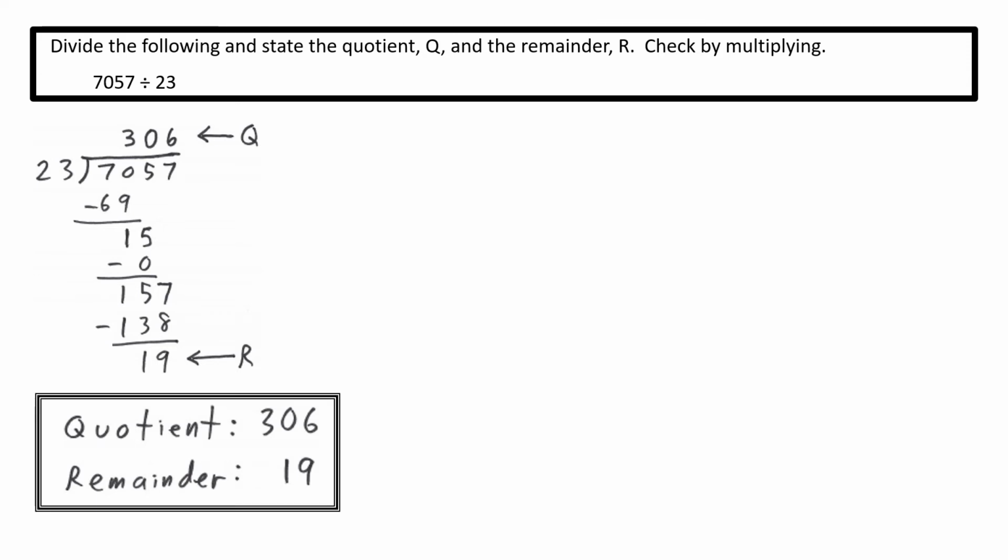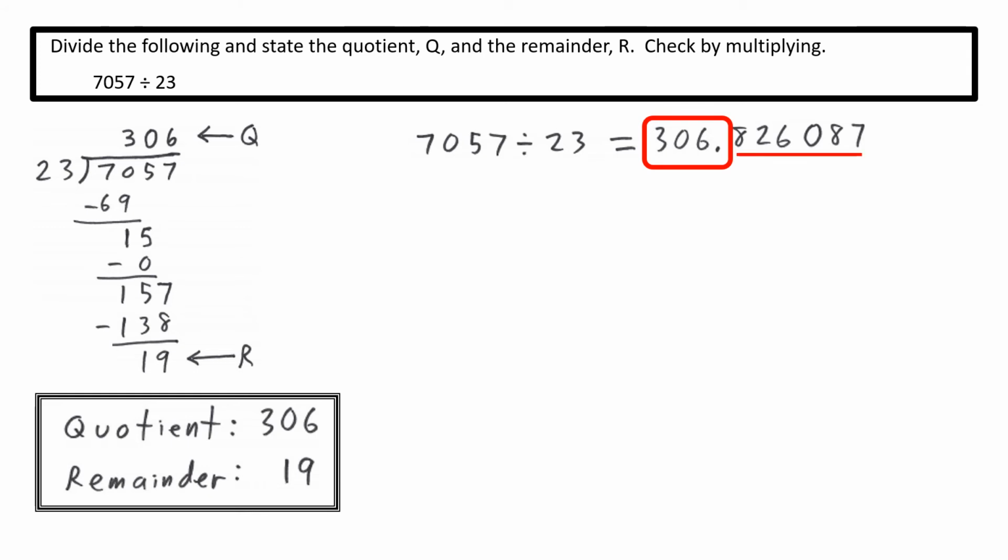But I mentioned that we were going to do this with a calculator. So on our calculator, we can type 7,057 divided by 23, and there's the result. Notice that the number to the left of the decimal, 306, is our quotient. So the calculator is very efficient at giving us our quotient. But notice the decimal doesn't clearly indicate that the remainder would be 19. So how do we find the remainder?